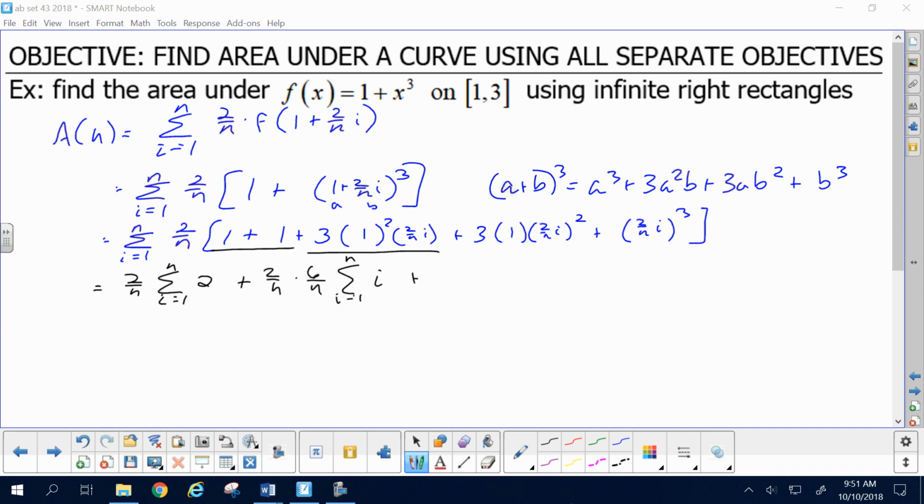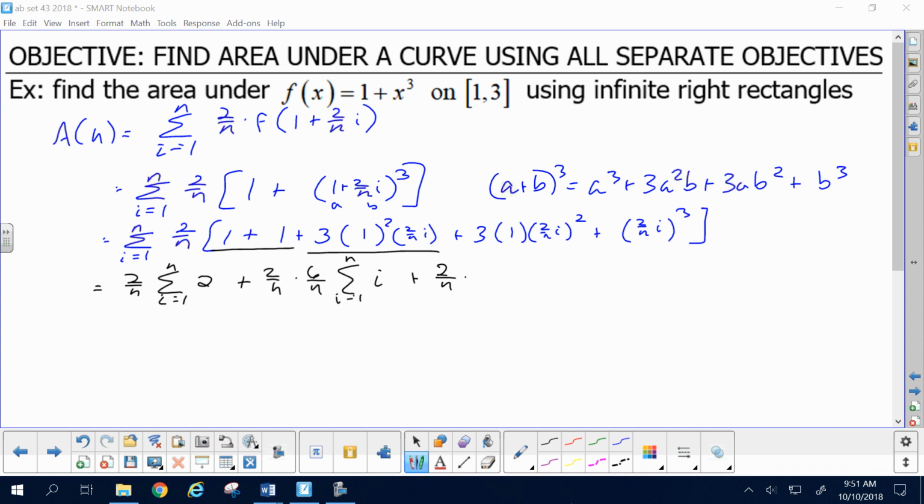The next term will represent i squared. So let's talk about what would be up front. We'll still have the 2 over n up front. And what other stuff will we be pulling up front? 4 over n squared and a 3.